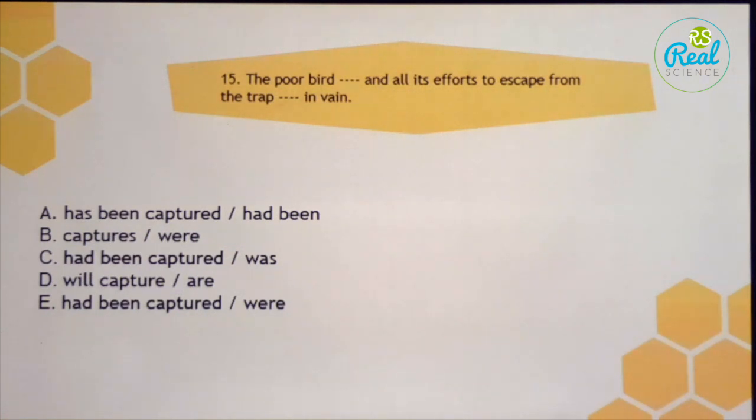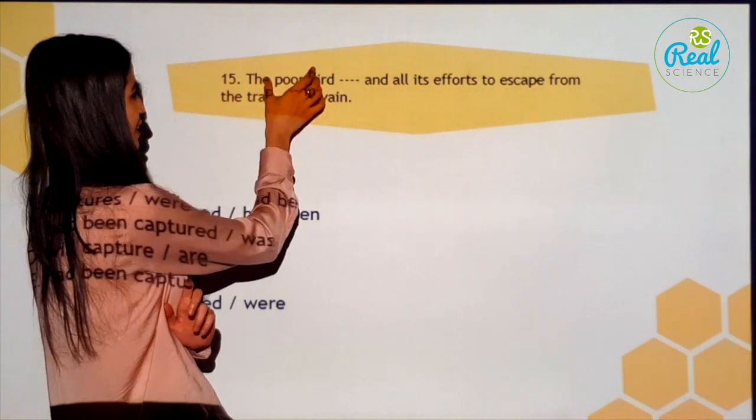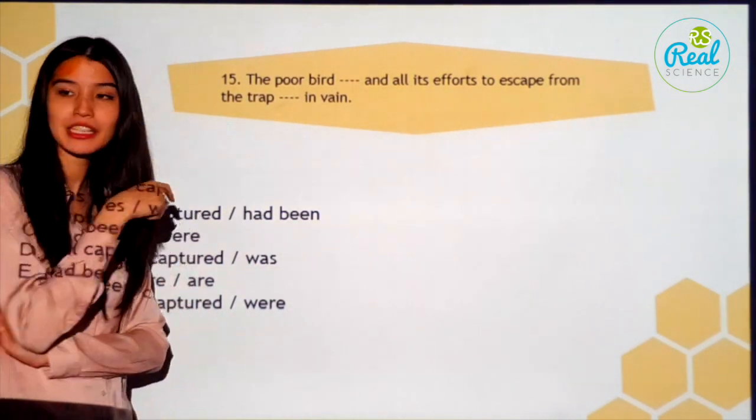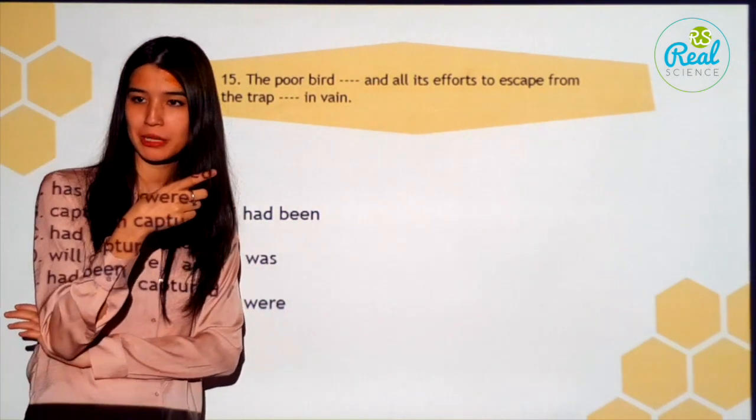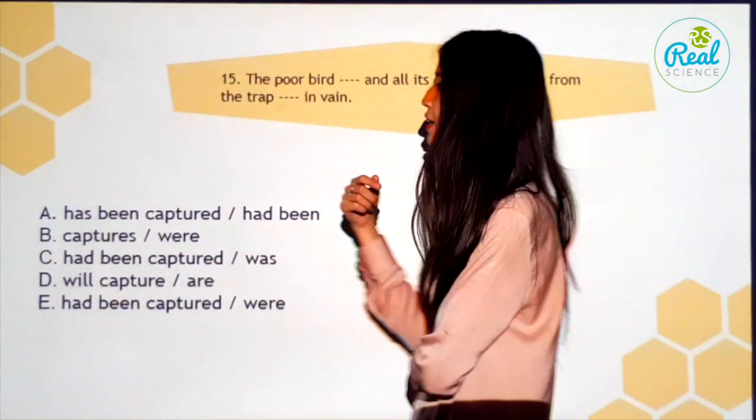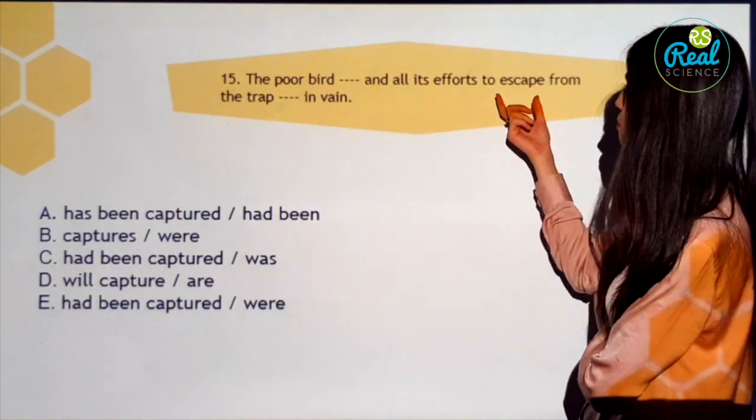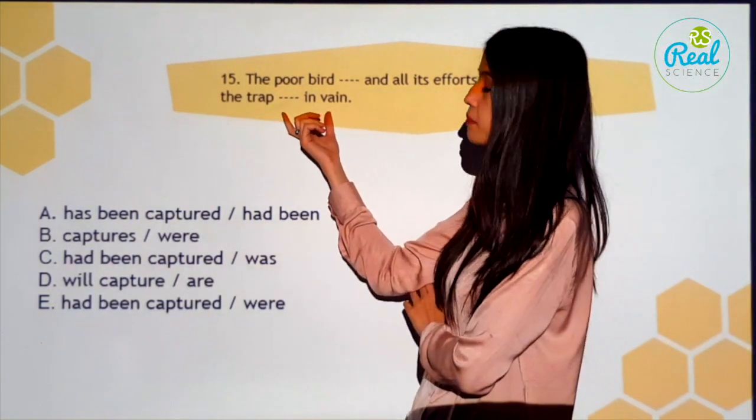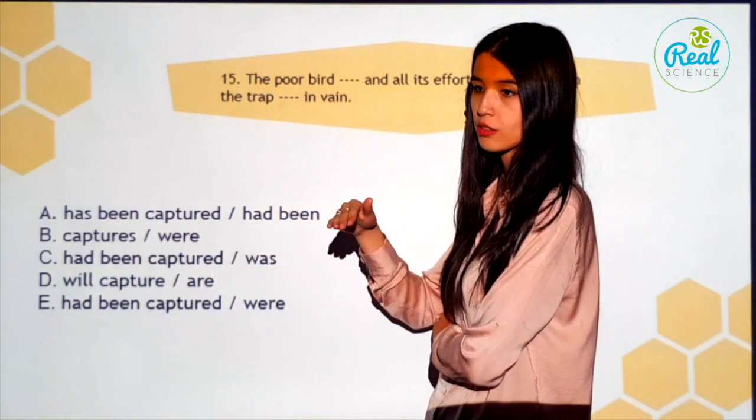It's C. None of you are giving the correct answer. Look, the bird tried to escape. It happened in the past, and it continued for some time, again finished in the past. And then the next one, the escape part. Again, it lasts for some time, and it stopped.